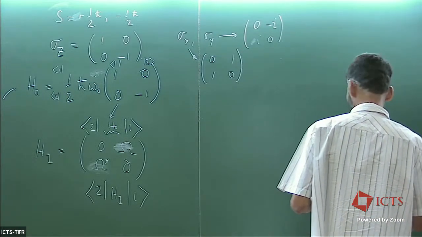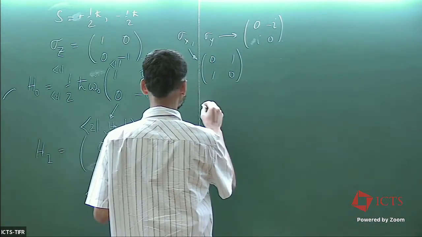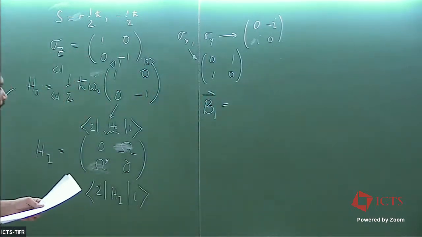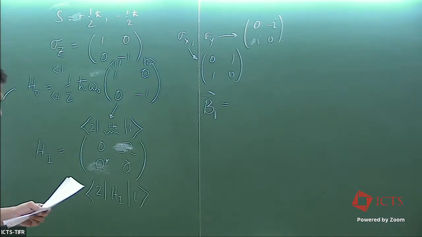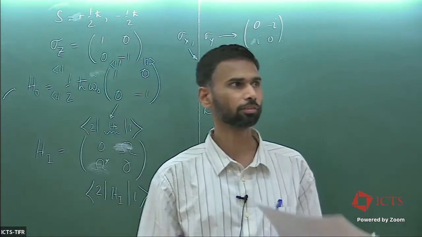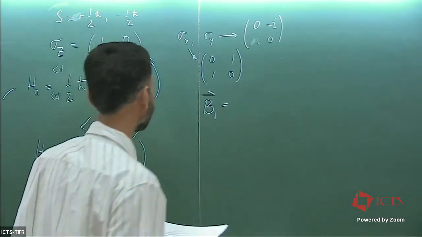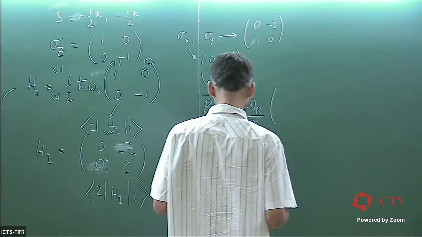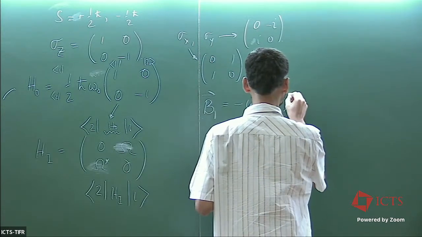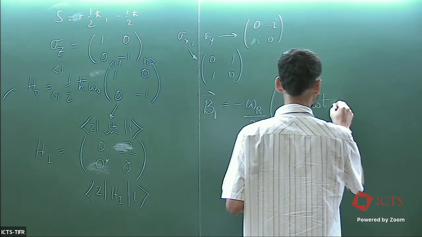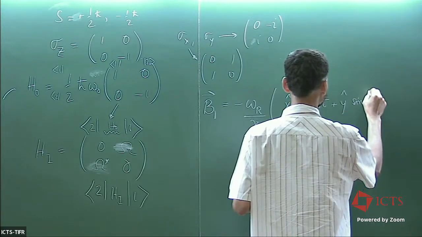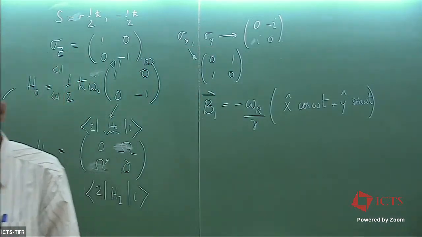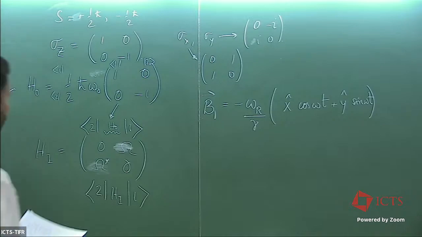Let's see if we can do this. Suppose I have this transverse field, which I'm calling B1, and this B1 is in the XY plane. And it is rotating. Let's see what happens. Suppose I write this as some constant, and then it's a rotating field: x cap cos omega t plus y cap sine omega t, with some constant. I have written the constant this way because it is just easy to cancel out certain terms.